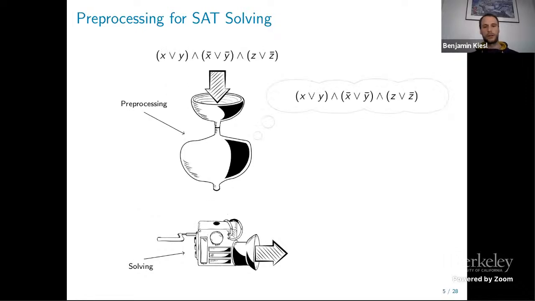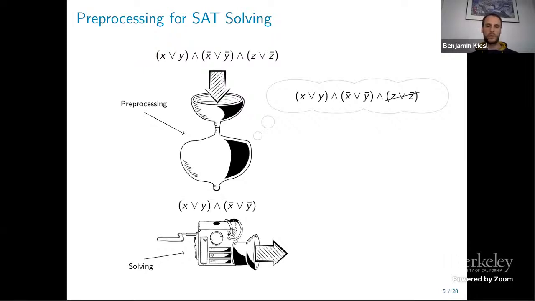So as an example, you would, for instance, have this formula. The preprocessor considers the formula, looks at it, and what it can see is that the clause on the very right of this formula, it's a tautology. This means it contains Z or not Z. So this clause will always be true, no matter what assignment the solver searches. It will always be true. So this clause is not really helpful for the solver. So the preprocessor just throws it away.